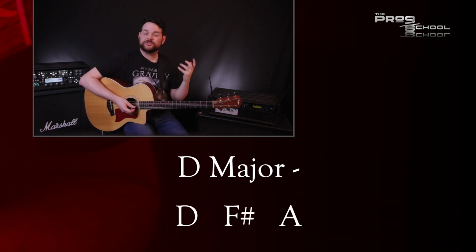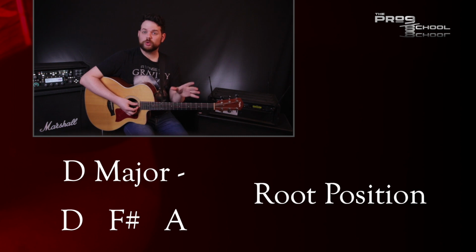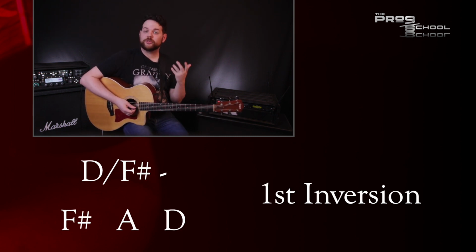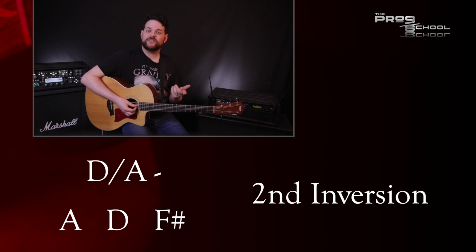D major has the notes D, F sharp, and A. If D is in the bass, it's in root position, and it's just called a D major chord. If the F sharp or the third is in the bass, it's called a first inversion D major chord. And if the A or fifth is in the bass, it's a second inversion D major chord.